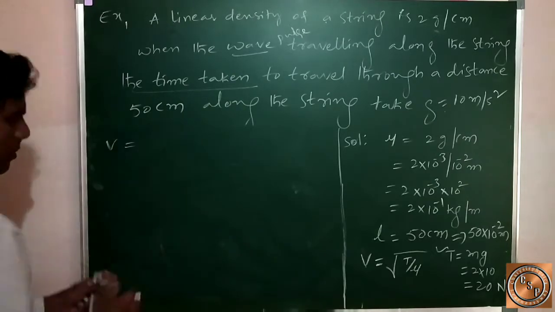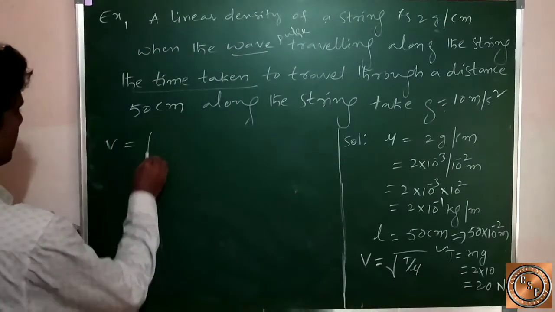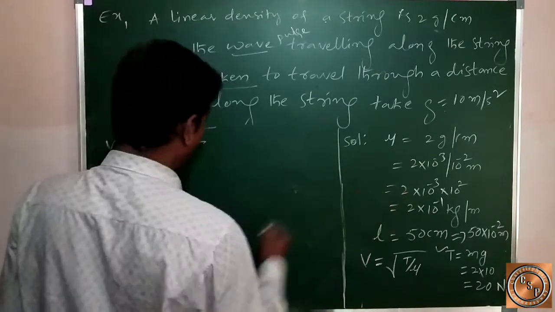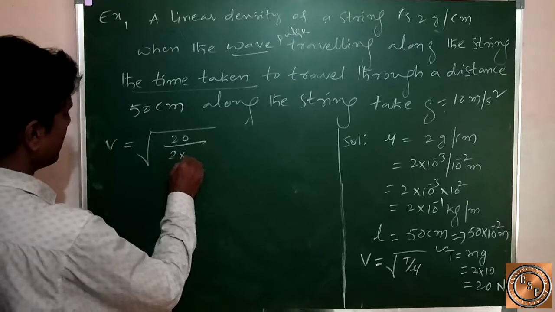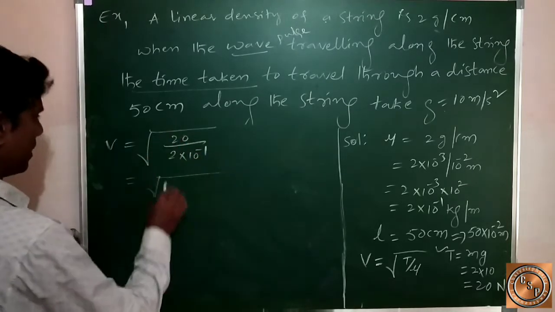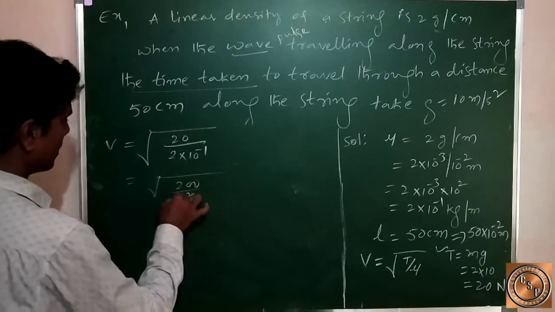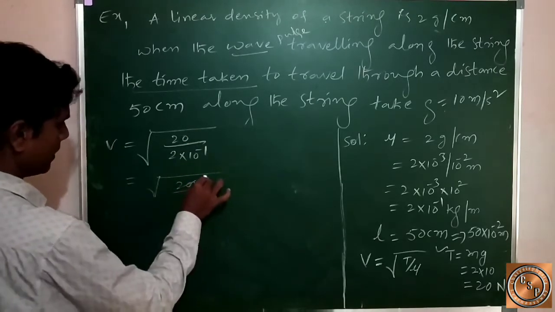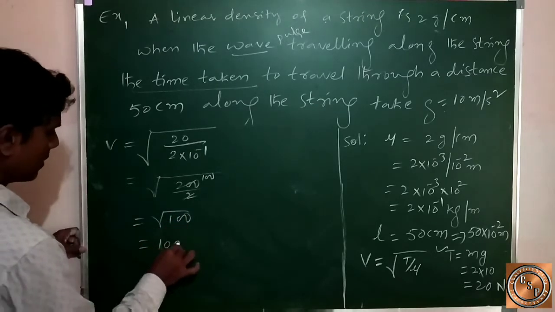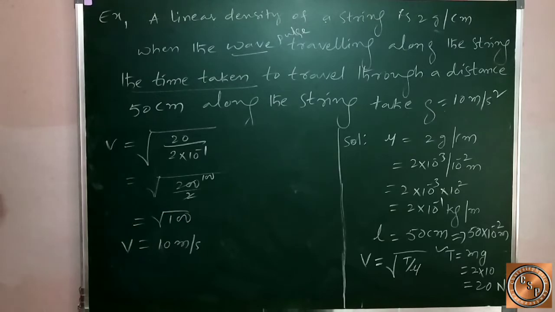Here V equal to, what is capital T? 20 newtons. And the root of 20 is divided by mu, whose value is 2 into 10 power minus 1. That is 200 divided by 2, that is 100, no? Here it is 100. Finally, 10 meter per second is the speed of the pulse.